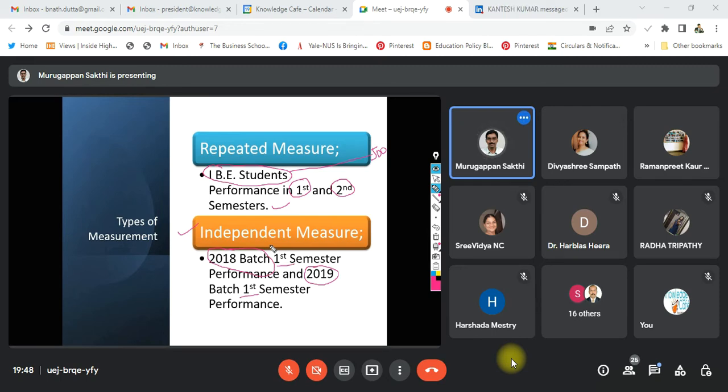Clear or not clear? Yes, sir. Right, okay. Others also?